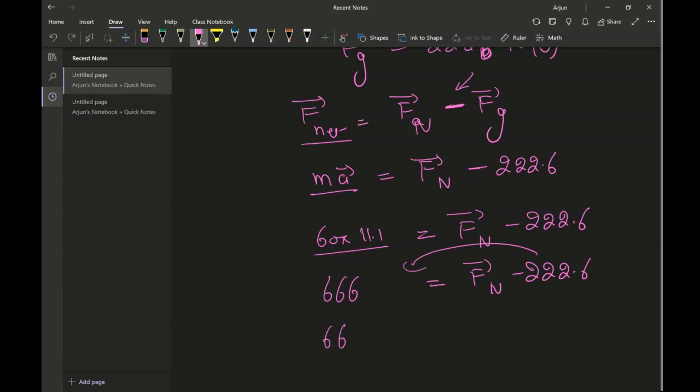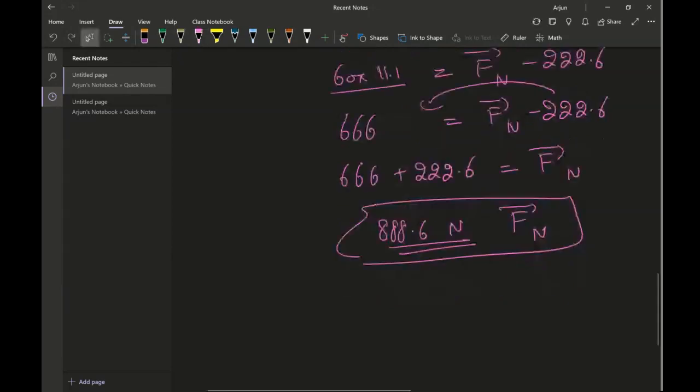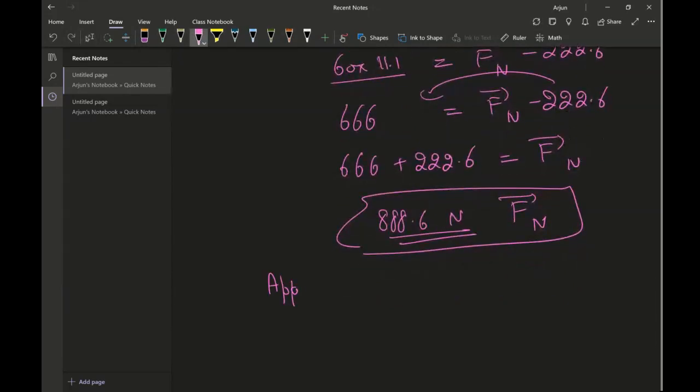This is going to go on the other side. 666 plus 222.6 equals Fn, and if I add both numbers, it will be equal to 888.6 newtons, which is the normal force. And now I wanted to find the apparent weight. Apparent weight will be equal to negative 888.6 newtons. Okay, that's how you find the apparent weight.